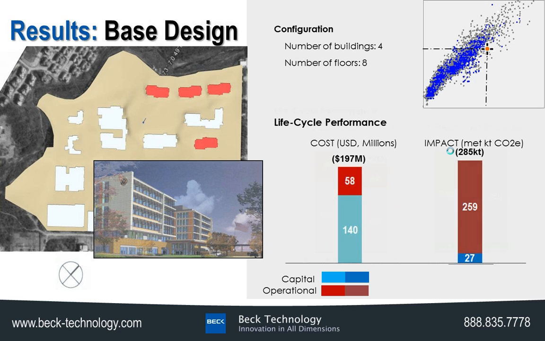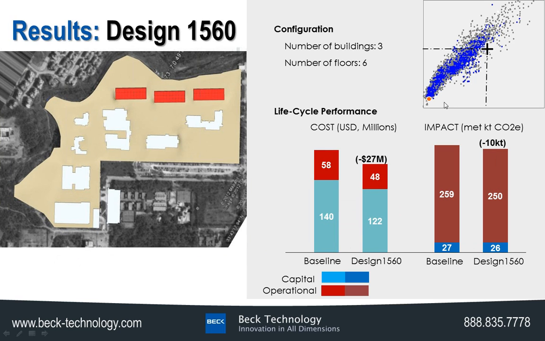So I know it's a bit of a busy slide, but if you look up in the top right-hand corner, this is going to show you the baseline, which is this black X, and then you'll see an orange dot, which shows you the location of the model we're currently looking at. So this particular option was one of our least expensive options, and this particular one was a 3-building, 6-floor option. And in this particular option, we were able to save the client $27 million on this $200 million project.